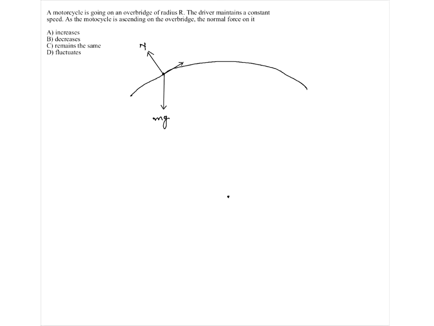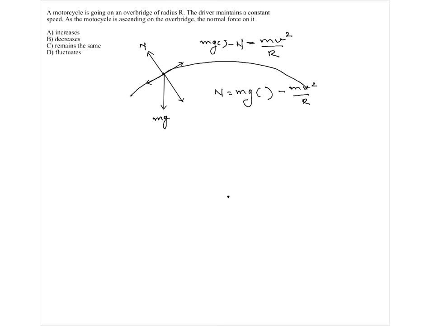So mg has a component here. In this direction you don't want speed change, so that component is balanced by friction. Another component of mg will be in this direction. So mg is broken into two pieces. This component of mg minus N should be providing the centripetal force, mv square by r. So N is mg into something minus mv square by r.